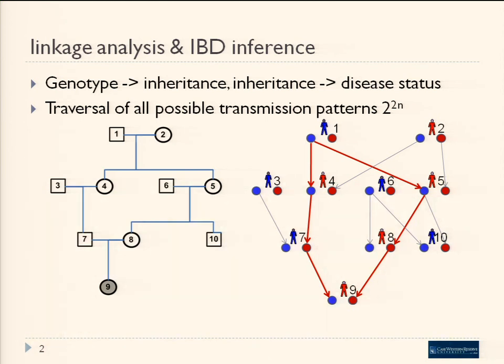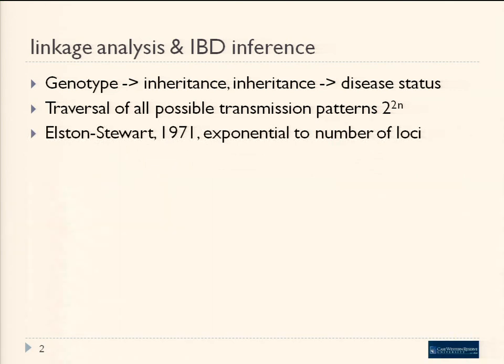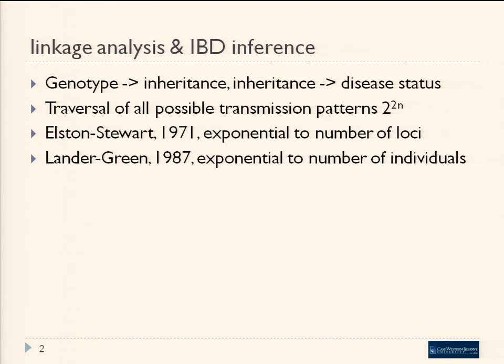However, there are different methods that make use of properties of the inheritance pattern to make it run on certain data sets. The first one is the Elston-Stewart algorithm. It makes use of the local property of the transmission pattern between parents and children, so you can reduce that complexity to only exponential in the number of individuals. Another set of algorithms is the Lander-Green algorithm. It makes use of the Markov property along markers, so you can reduce that complexity to be only exponential in the number of loci. However, because they are exponential in something, Elston-Stewart can only be applied with a few markers, and Lander-Green can be applied on small families, but with many markers.